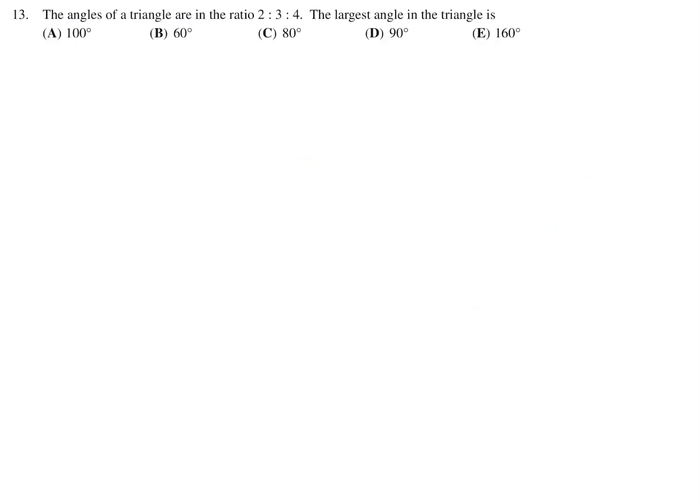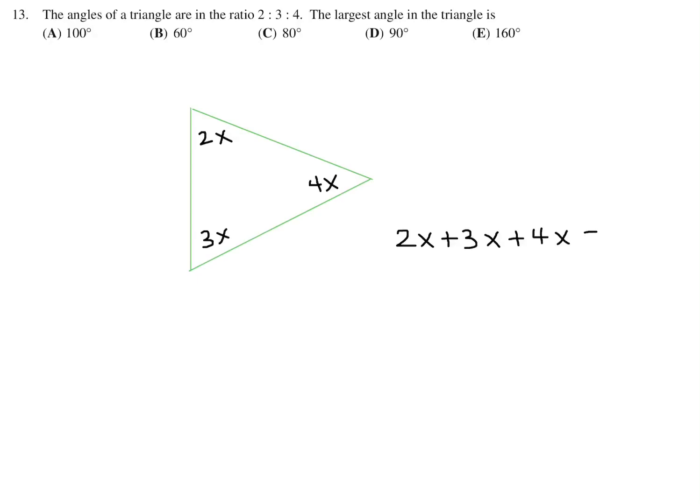The angles of a triangle are in the ratio 2, 3, and 4. The largest angle in this triangle is. So like any triangle, doesn't have to be a right angle, if we put those ratios in, 2 to 3 to 4, that angle can be 2x, that angle can be 3x, and that angle can be 4x. And therefore the sum of those angles adds up to 180.